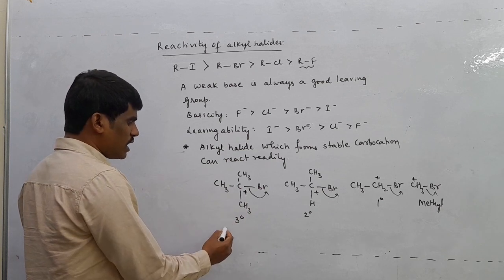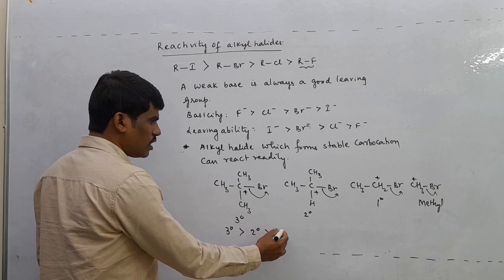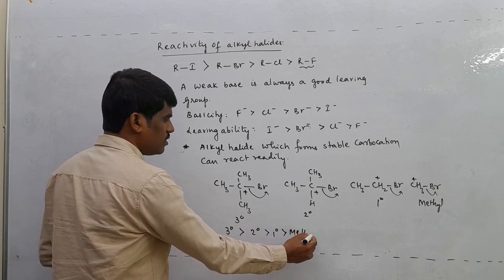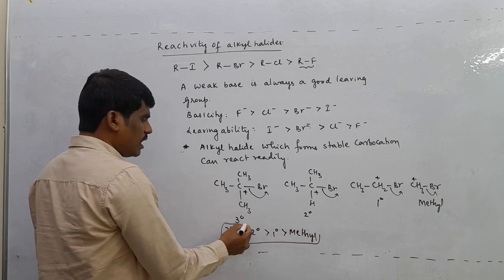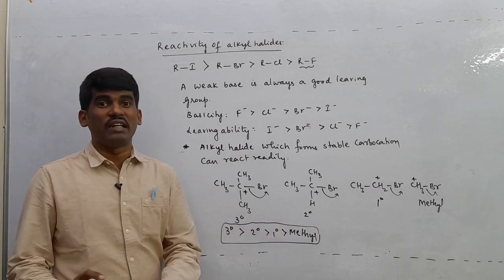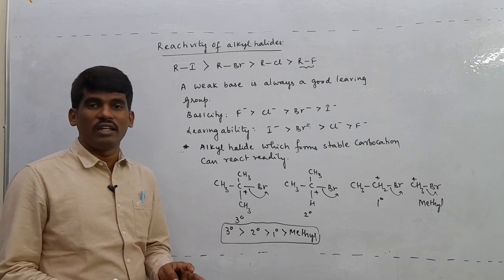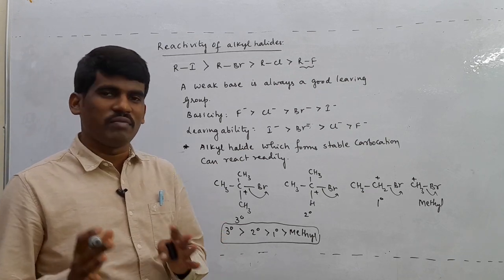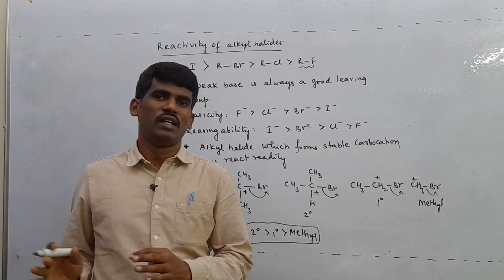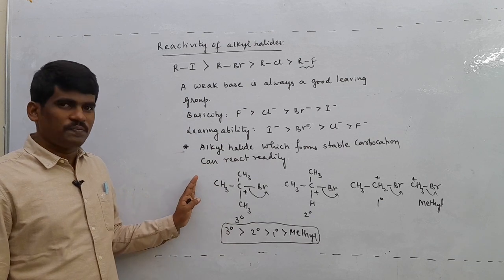Which alkyl halide is more reactive? 3-degree alkyl halide is greater than 2 degree, greater than 1 degree, greater than methyl. So 3-degree alkyl halide can undergo SN1 mechanism readily compared to secondary, compared to primary, and compared to methyl. Methyl halides are less reactive. Hope you understood the point.